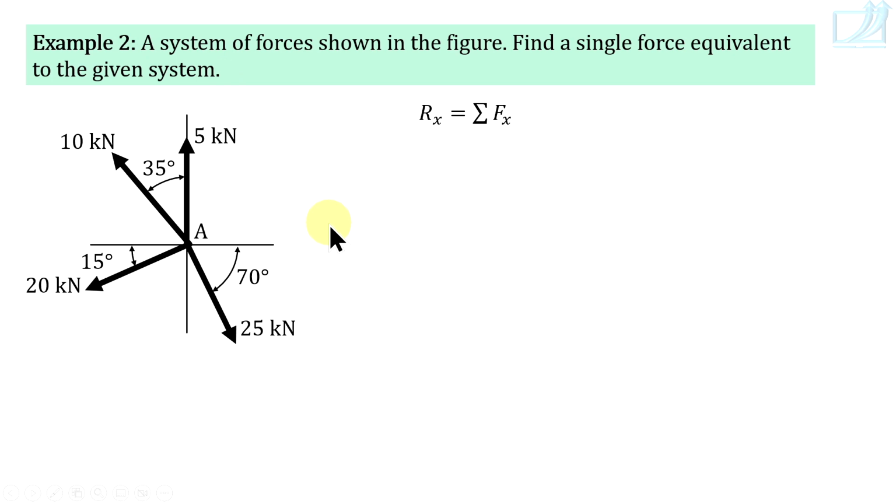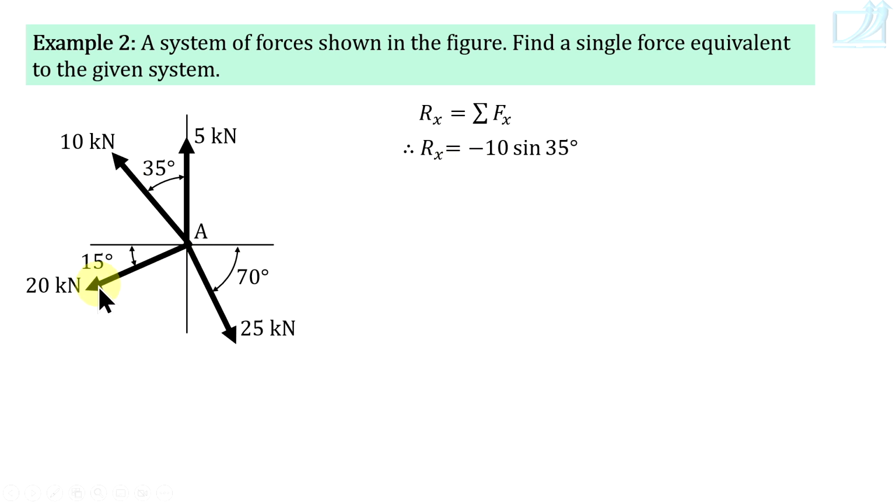Now Rx is equal to sigma Fx. Therefore, Rx is equal to, one by one we'll consider all forces. We are writing X component, so we should check whether the force is rightwards or leftwards. So 5 kilonewton force is neither rightwards nor leftwards, so it has no X component. 10 kilonewton force is leftwards, and we are using its angle with y-axis, so X component is negative. So minus 10 sine 35.